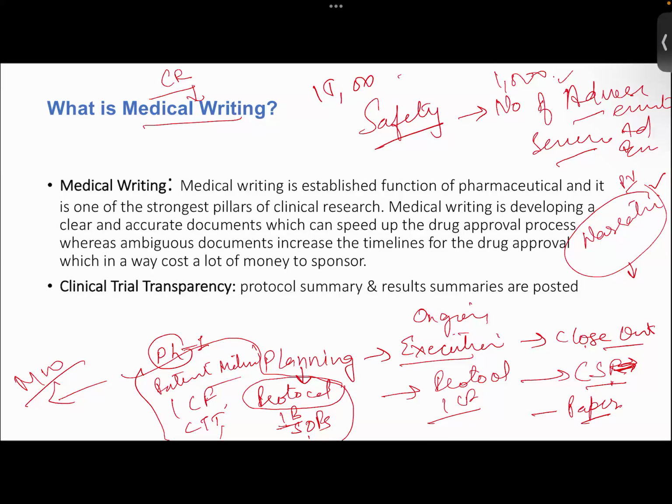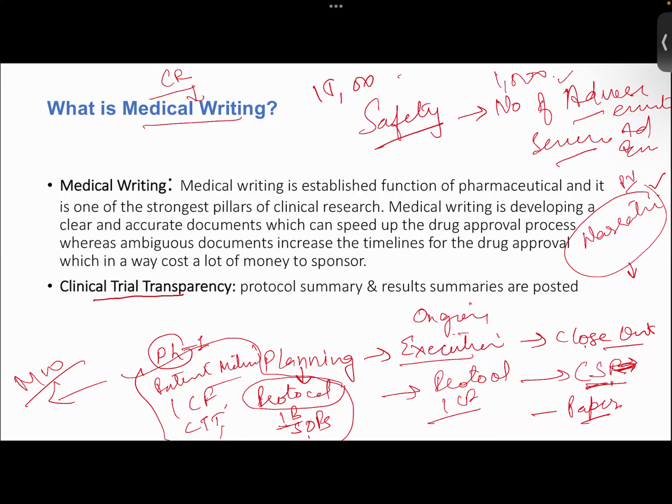Correct? So medical writing is an established function of pharma, and it is one of the strongest pillars in clinical research. Medical writing is developing clear and accurate documents which can speed up the drug discovery process. Just imagine if you have not written the CSR in an accurate way, your whole effort of 2 years is wasted. So medical writing is a very important function.